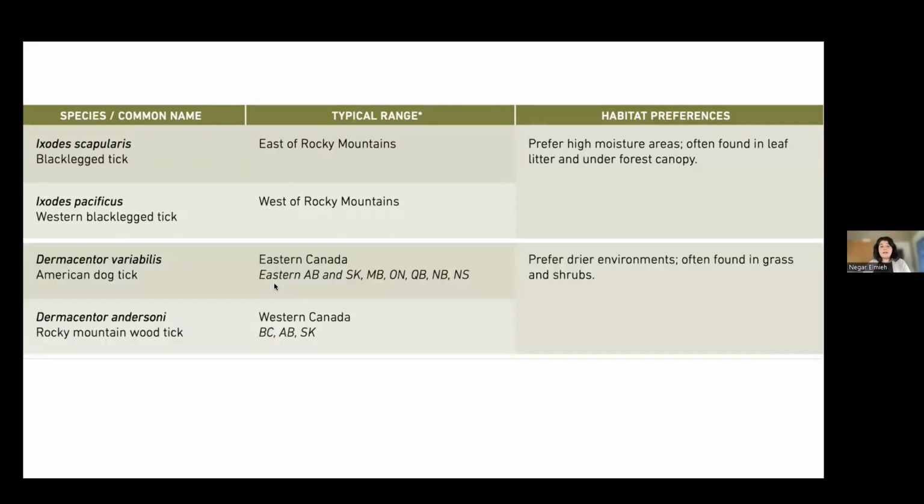There are also 3 other vectors of concern in Canada, the next 2 being the Dermacentor variabilis and the Dermacentor andersoni. The variabilis is found in eastern Canada primarily, and the andersoni is found in western Canada. And the Dermacentor ticks prefer drier environments. So these are the ticks we often find in the tall grasses and in the shrubs.